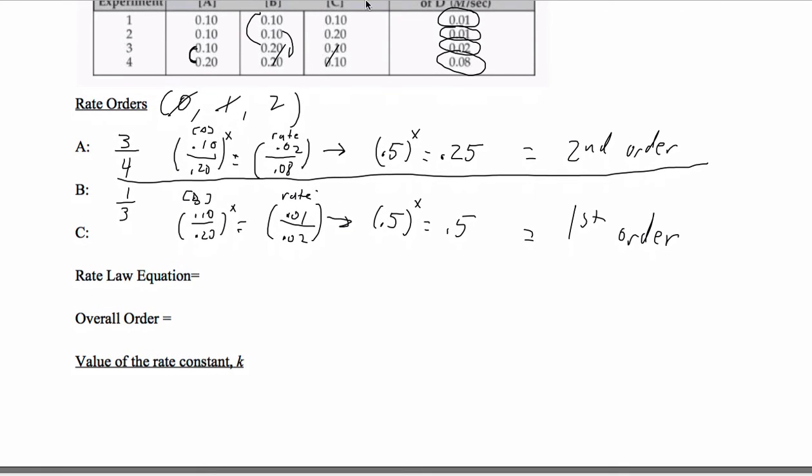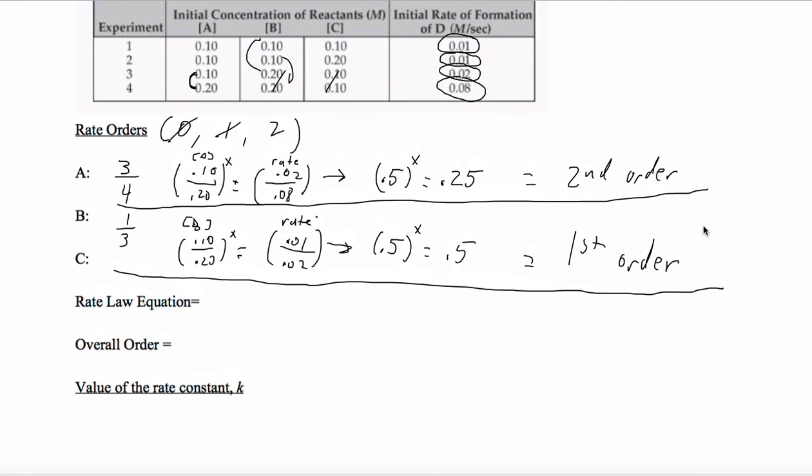And now let's do the final thing with C. Okay, so again, for C, we need to find a place where C changes, but A and B do not. If you look at 1 over 2, C changes, A and B do not. Therefore, we can find the effect of C. So the concentration of C goes from 0.10 to 0.20 to the X equals the rate.